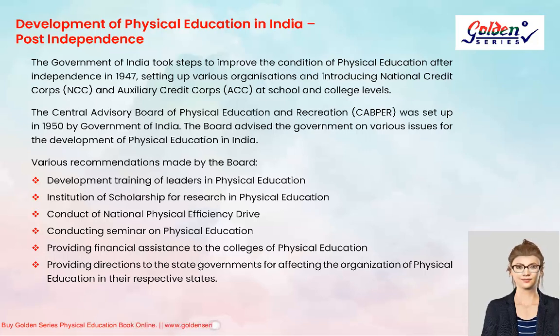Post-independence. The government of India took steps to improve the condition of physical education after independence in 1947, setting up various organizations and introducing National Cadet Corps, NCC, and Auxiliary Cadet Corps, ACC, at school and college levels. The Central Advisory Board of Physical Education and Recreation, CABPER, was set up in 1950 by the Government of India. The board advised the government on various issues for the development of physical education in India.